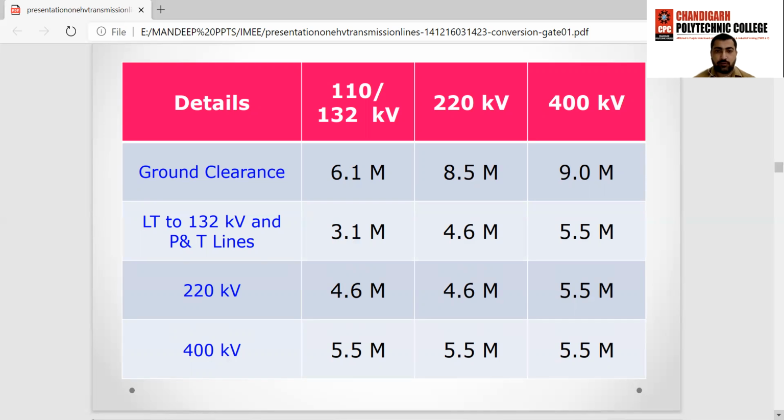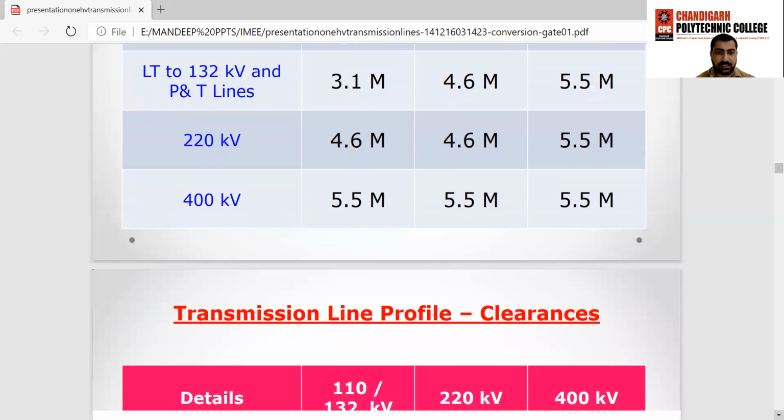And for 220 kV line, 5.5 meter from 400 kV lines. And for 400 kV lines, if two 400 kV lines pass through a nearby area, then 5.5 meter is the minimum clearance required for the new 400 kV line erections.